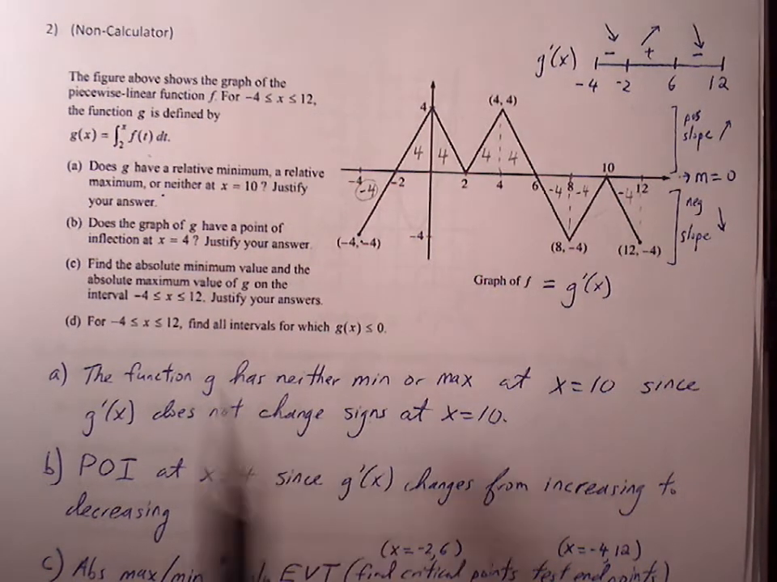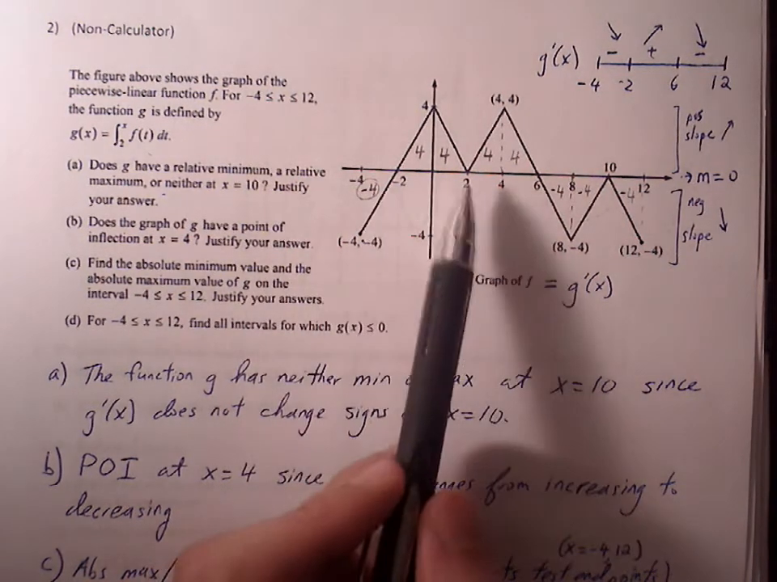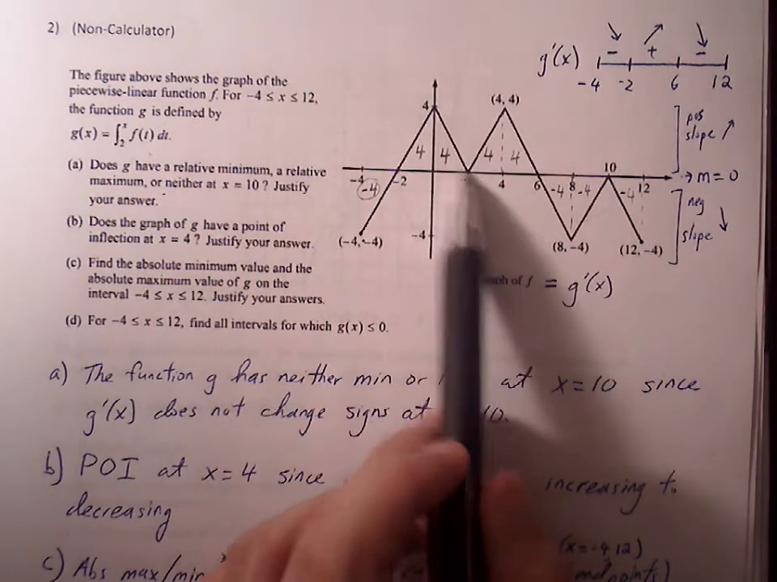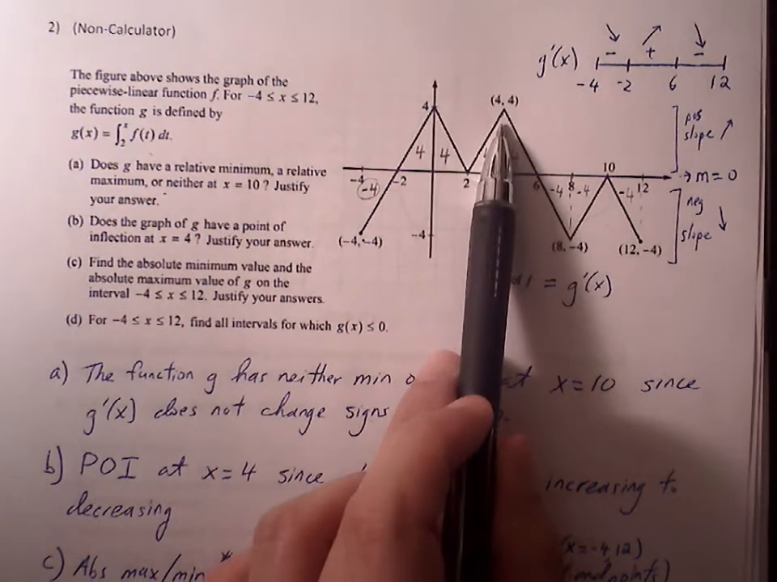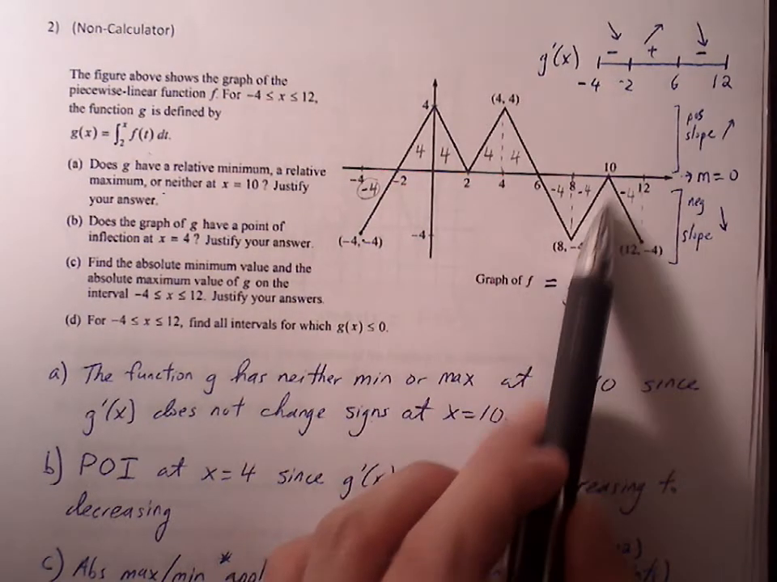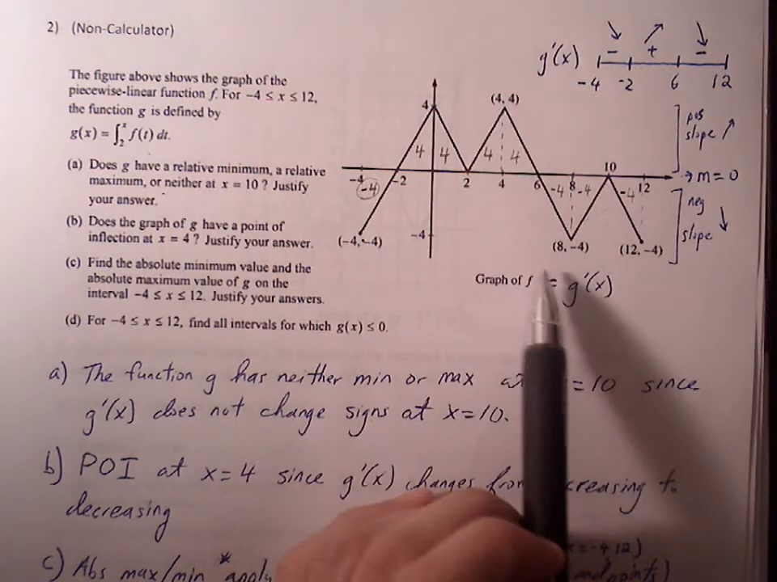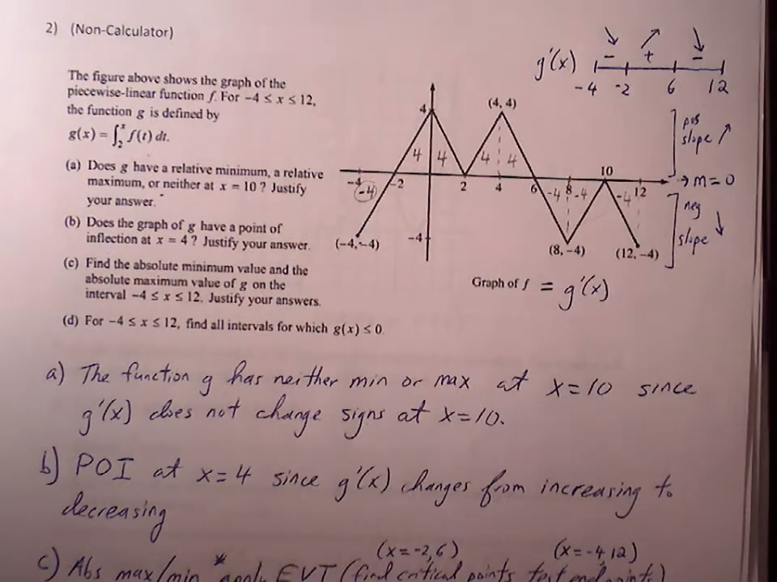For part B, does the graph have a point of inflection at x equals 4? So at x equals 4, we're looking at the derivative graph, so any peaks and valleys will be points of inflection. So we have all these peaks and valleys. These are all going to be points of inflection. But the problem is asking specifically at x equals 4, and there is a point of inflection at x equals 4 because our g prime changes from increasing to decreasing.